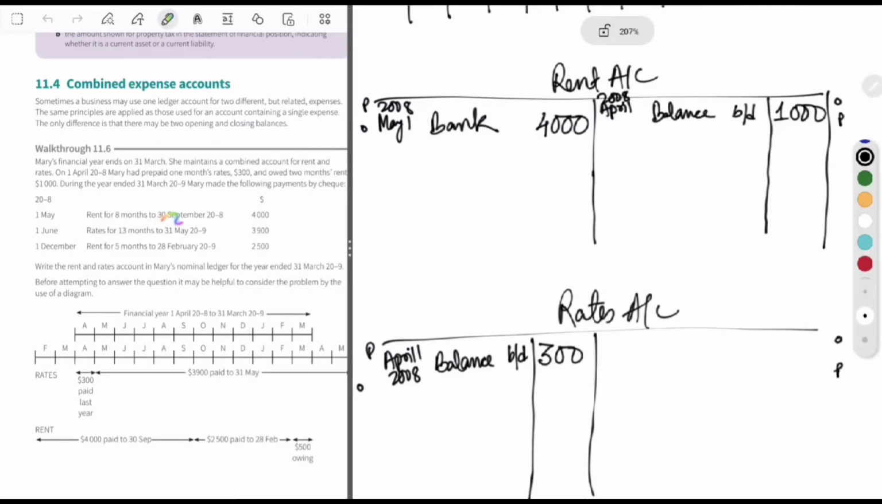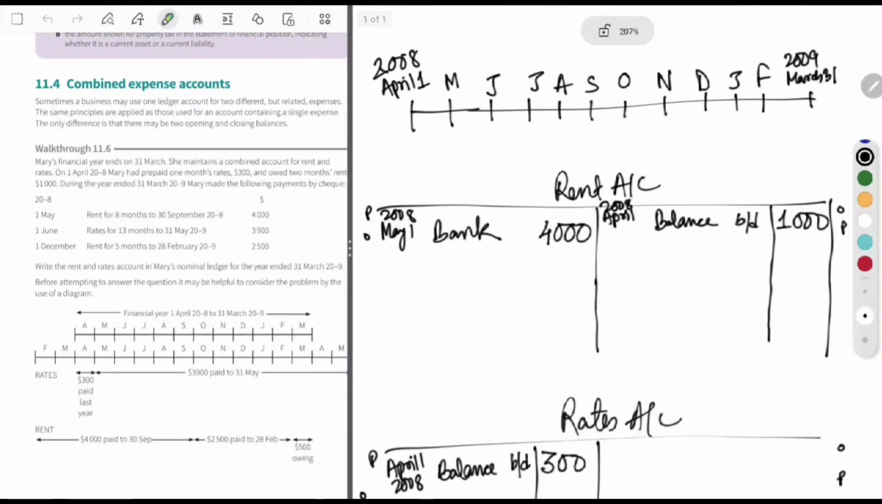$4,000. See, it is given to 30 September, right? To which month? To 30th of September. Now you see, in case of rent, I'm keeping it red color, say rent. So 2 months rent was already here owing to us. Yes, we owe 2 months rent.